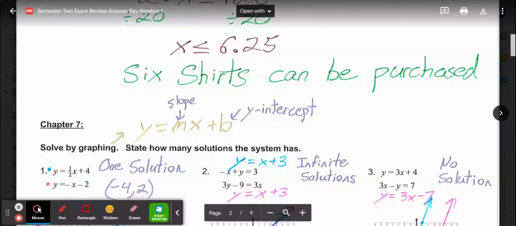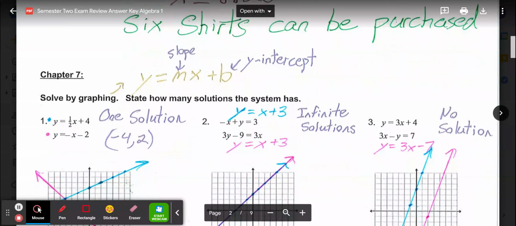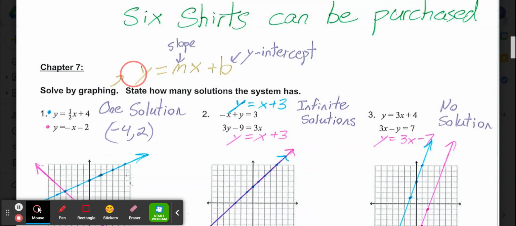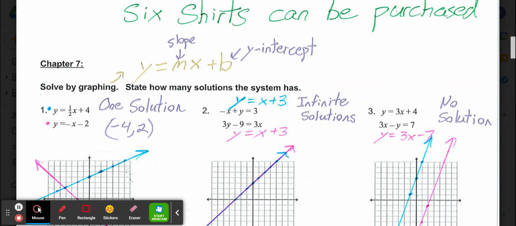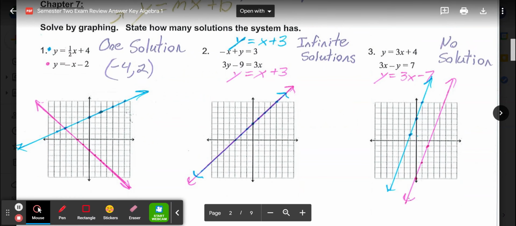Chapter 7, solve by graphing. For the first part, now just a reminder, what I think is the easiest form to graph is slope-intercept, y equals mx plus b, where the b is your y-intercept, the m is your slope. So both problems in one are in slope-intercept.